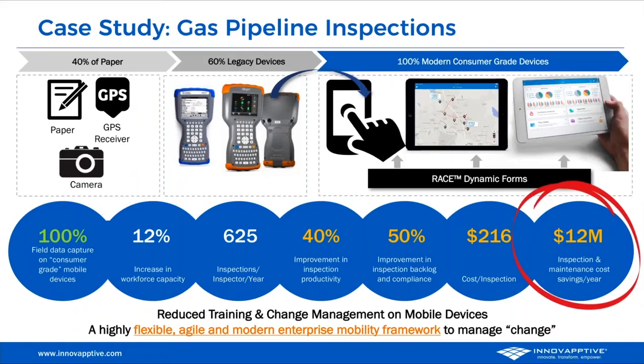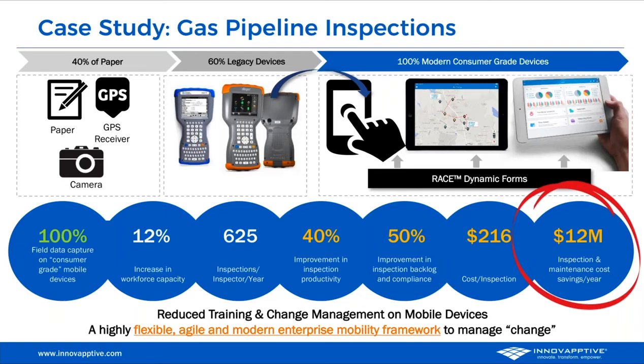So in terms of the future state where the customer went, they went from 40% paper and 60% legacy devices, traditional rugged handheld Windows-based devices with a 3-inch screen, to running these inspections on ruggedized iPads with Raise digital forms. Where they got to was 100% field capture on consumer-grade mobile devices. This meant less end-user training and faster adoption in the end-user community, right?